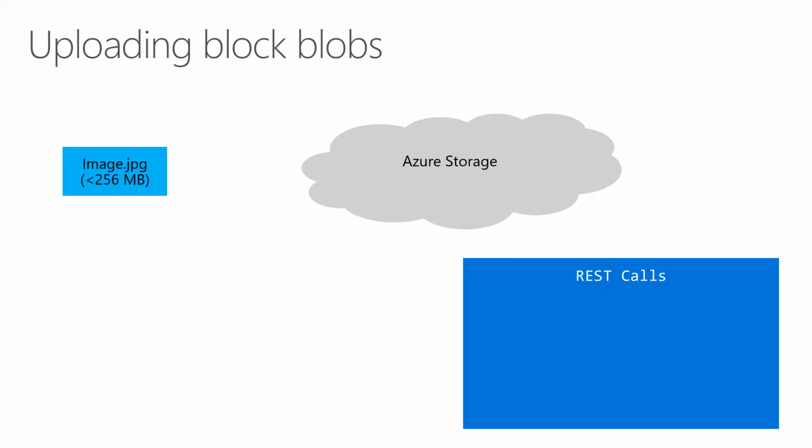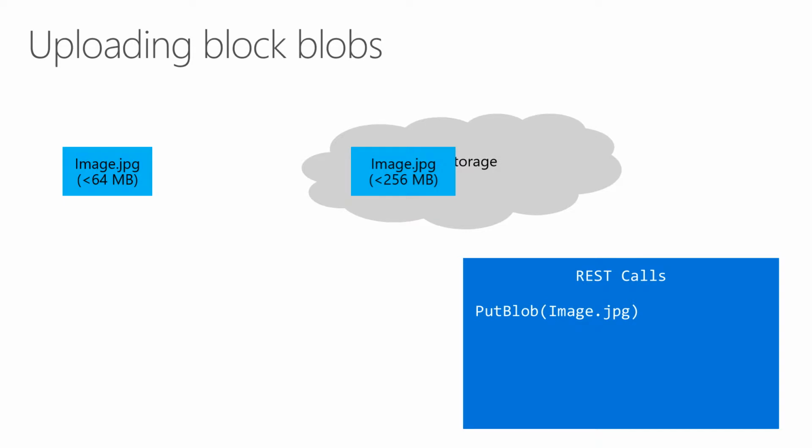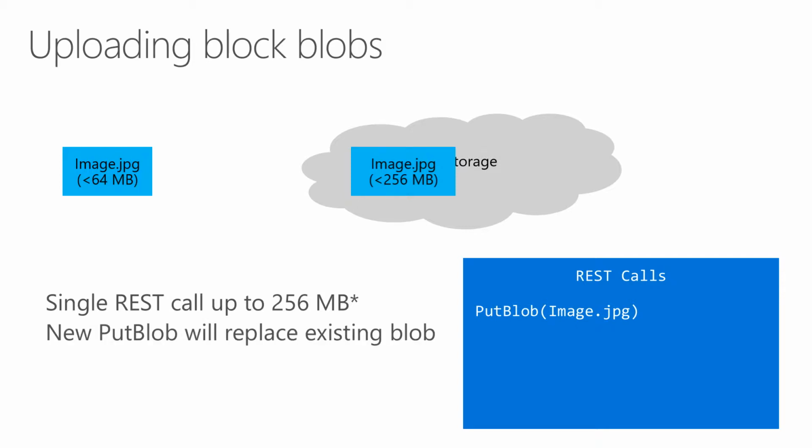So how does the process of uploading something look like? On the left side you can see our image, a JPEG, which is smaller than 256 megabytes. And you can see our Azure storage. And now you can see the REST calls. So Put Blob is a single REST call that can handle up to 256 megabytes. And each new Put Blob will replace the existing blob.